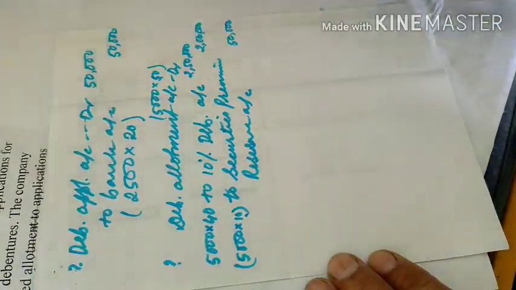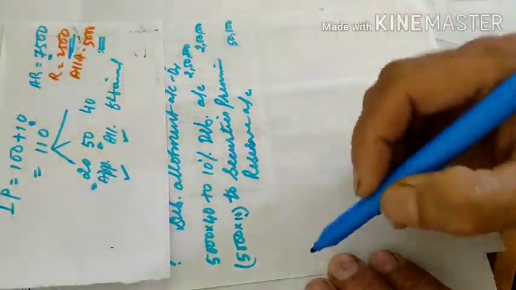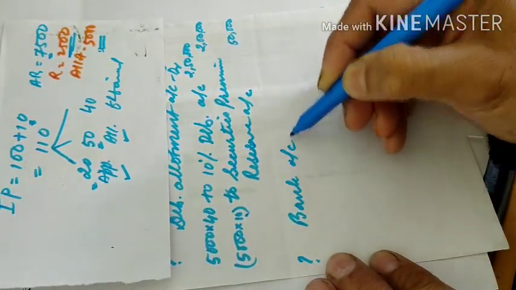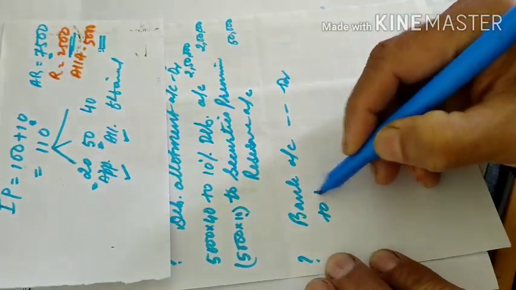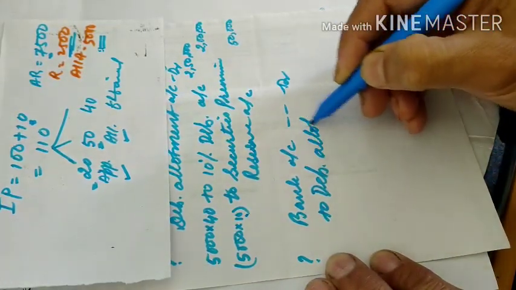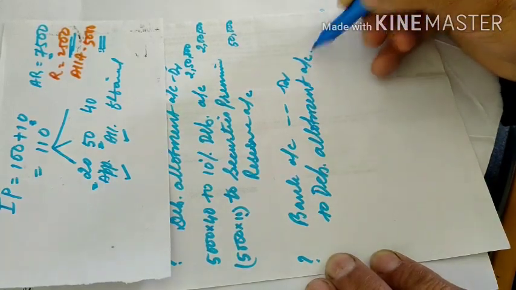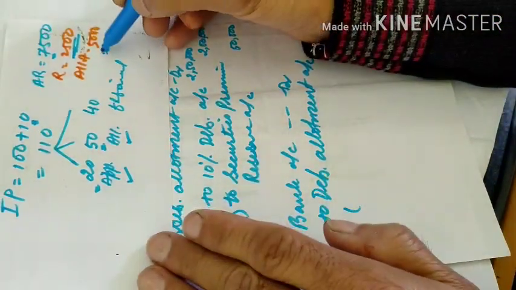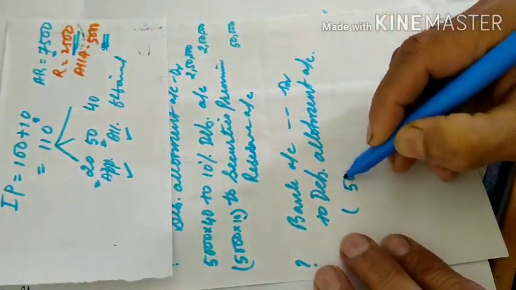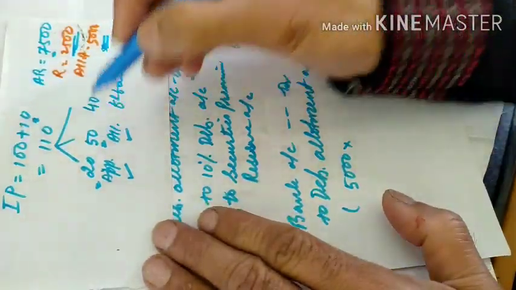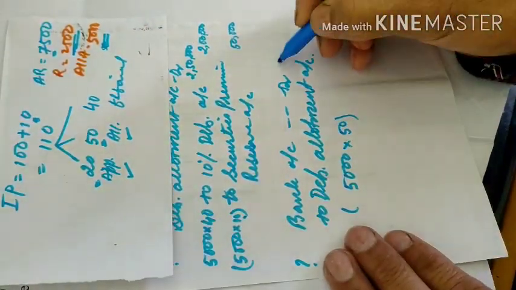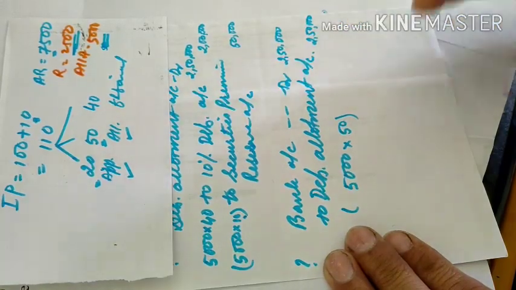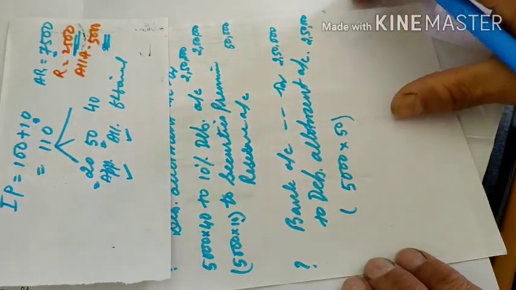Now we go on to the allotment money received. Allotment money received is bank account debit to debenture allotment account. This allotment money has been received on how many debentures? Allotted is 5,000, so 5,000 into the allotment amount of 50 will give you 2 lakhs 50,000. So this is done, allotment is done.